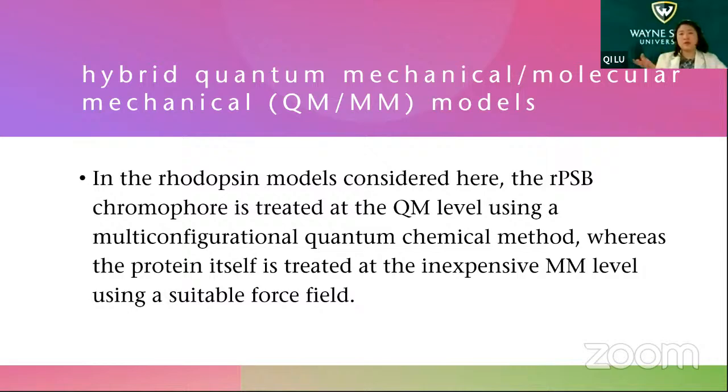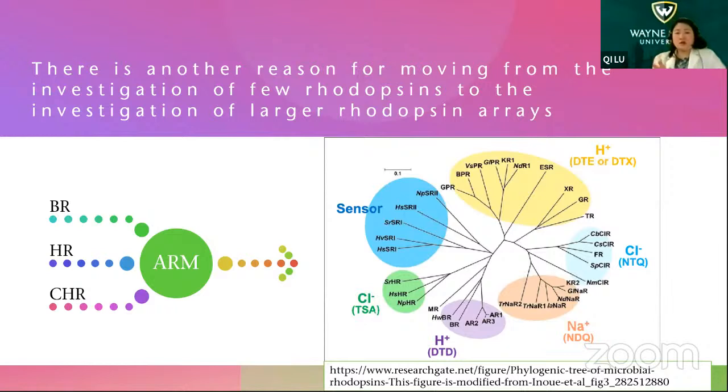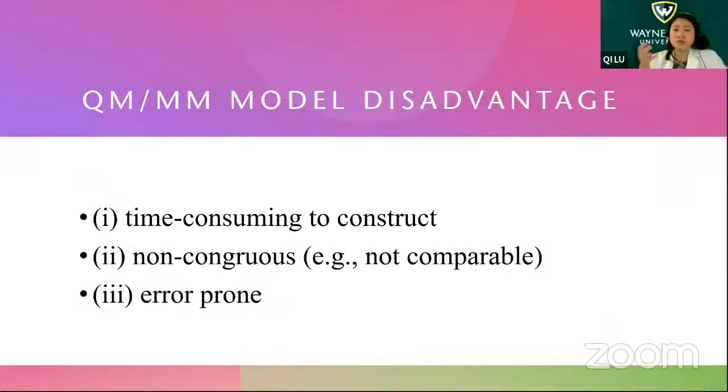So that's the QM and MM model. This study, the ARM model, is based on the QM/MM model, but it improves on it and has some other advantages. So what are the QM/MM model's disadvantages?